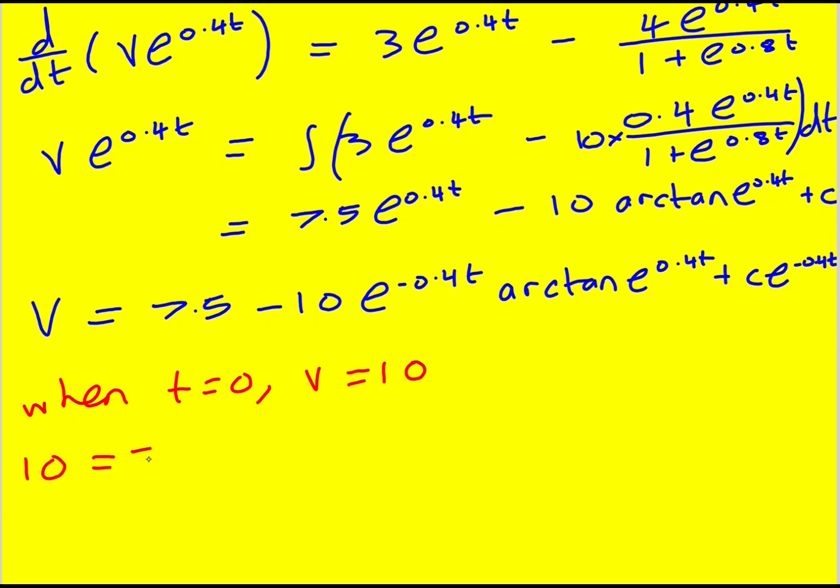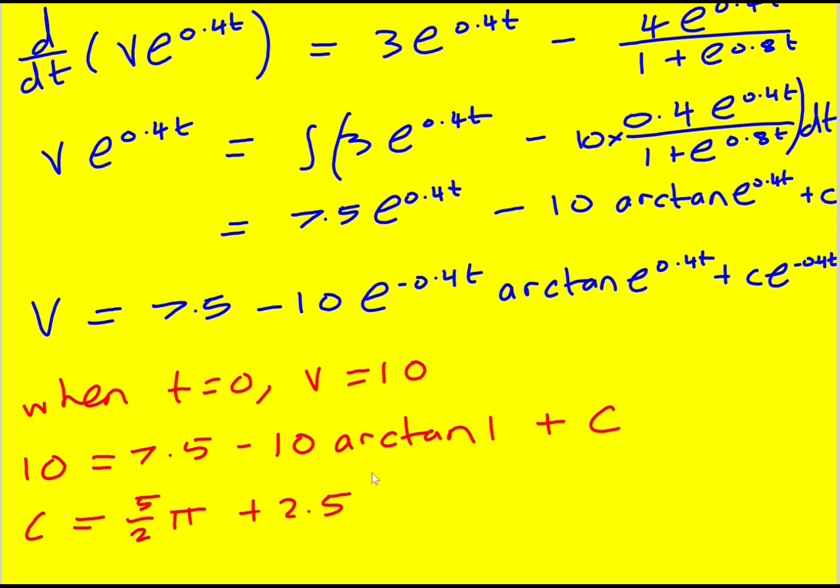So 10 equals 7.5 minus 10 times e to the 0. Well, that just becomes a 10 here. And then I've got arctan of e to the 0, which is 1, plus c times e to the 0. That's just 1 again. Therefore, c is going to equal 10 times arctan 1. Now, inverse tan of 1 is actually pi over 4. So we get 10 pi over 4, or 5 over 2 pi, and then plus 2.5.